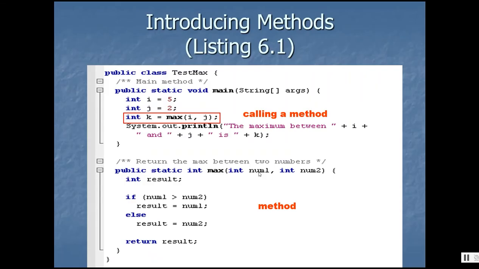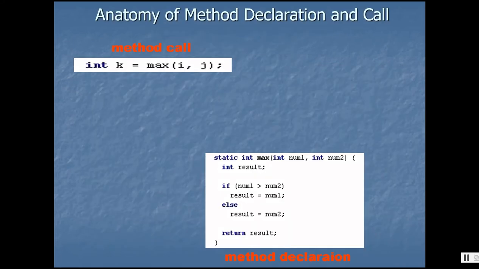So we're going to look at what the declaration has in a little more detail, and then we're going to look at what takes place when the call happens. So first, let's look at the anatomy of the method declaration and its call. So here's our method declaration right here. And let's take a look at the pieces.